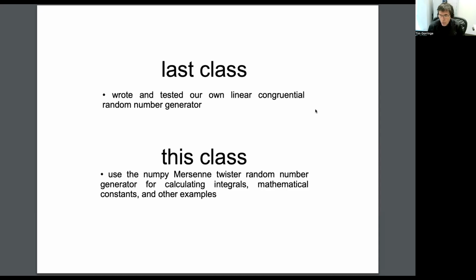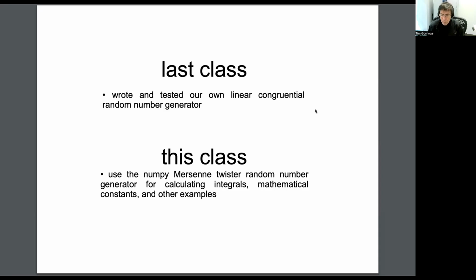Our generator of random numbers, as I say, was based on multiplication, addition, and division. And it had some flaws. It had some problems. The numbers obviously aren't truly random, but it had flaws in the pattern of random numbers and the period of random numbers.